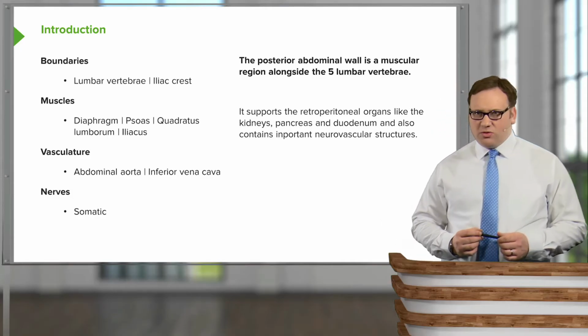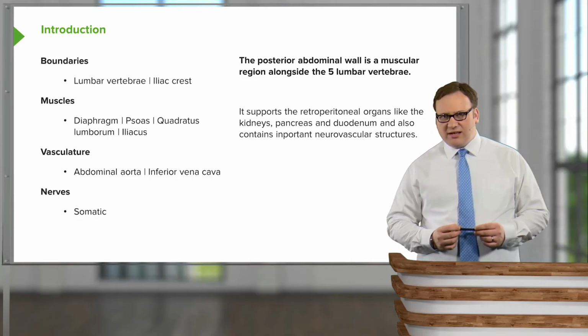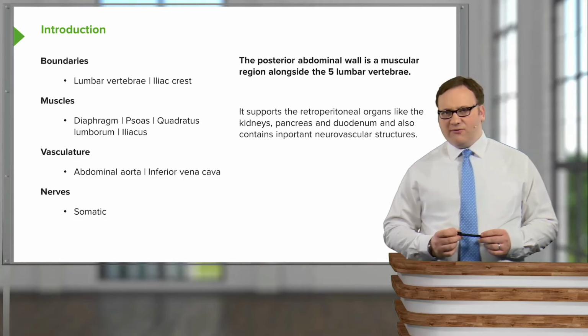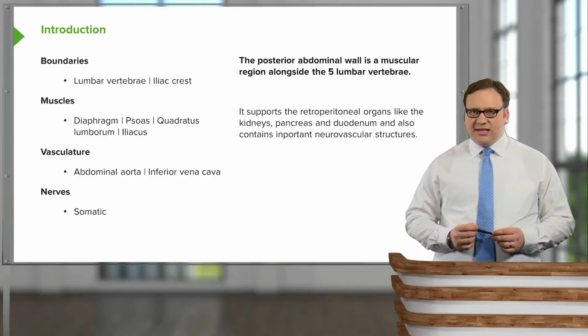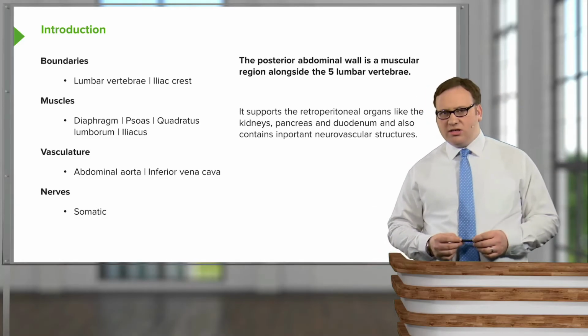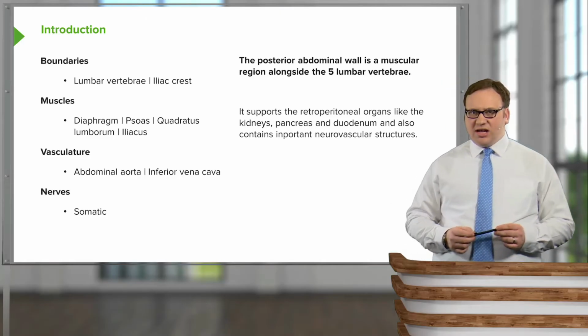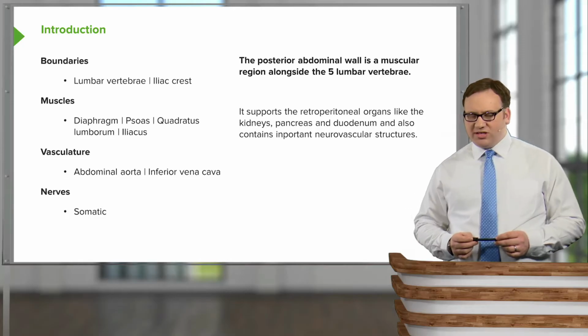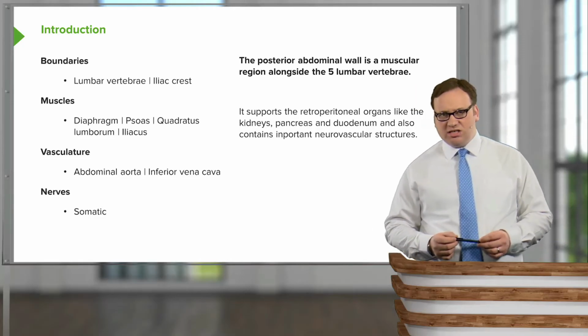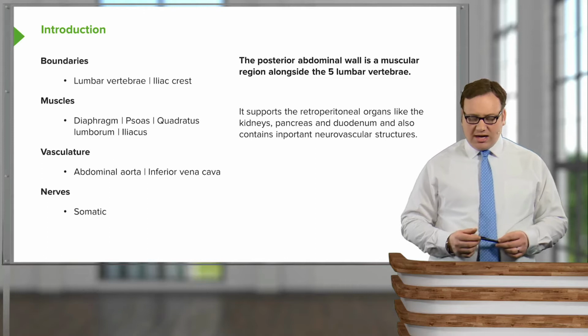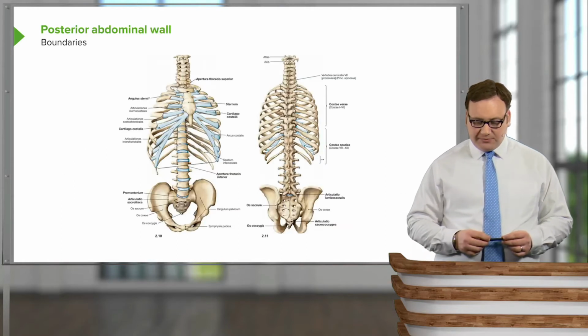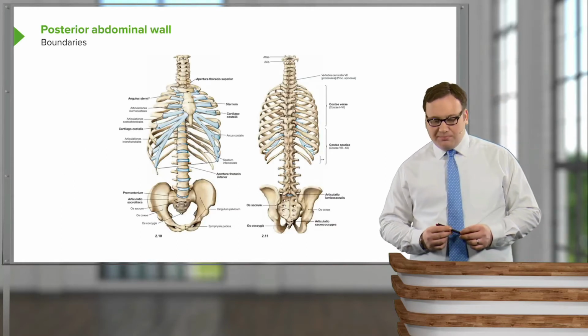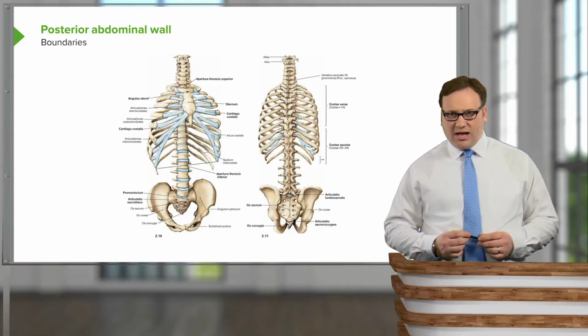So the posterior abdominal wall is a muscular region that sits either side of the 5 lumbar vertebrae. It supports the retroperitoneal organs like the kidneys, pancreas and duodenum, but it also contains numerous important neurovascular structures like the abdominal aorta and the IVC, like I've suggested. So let's have a look at the boundaries of the posterior abdominal wall.